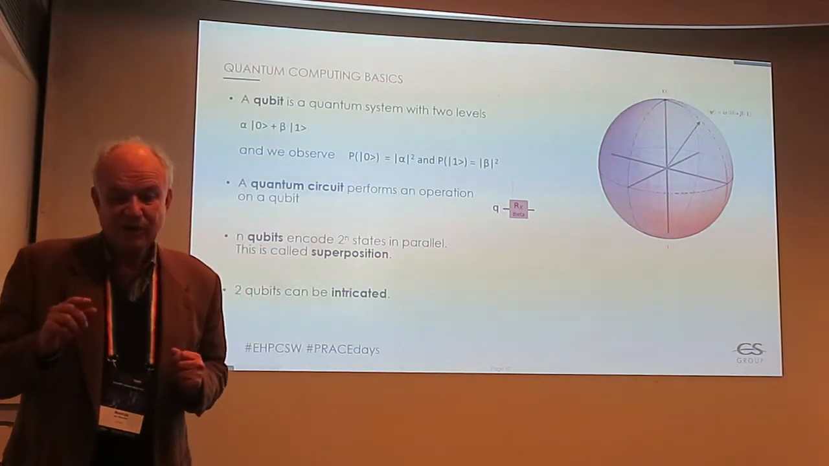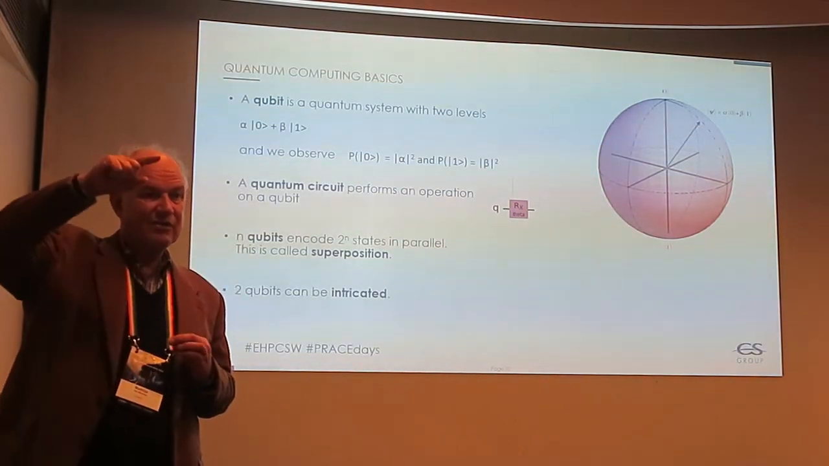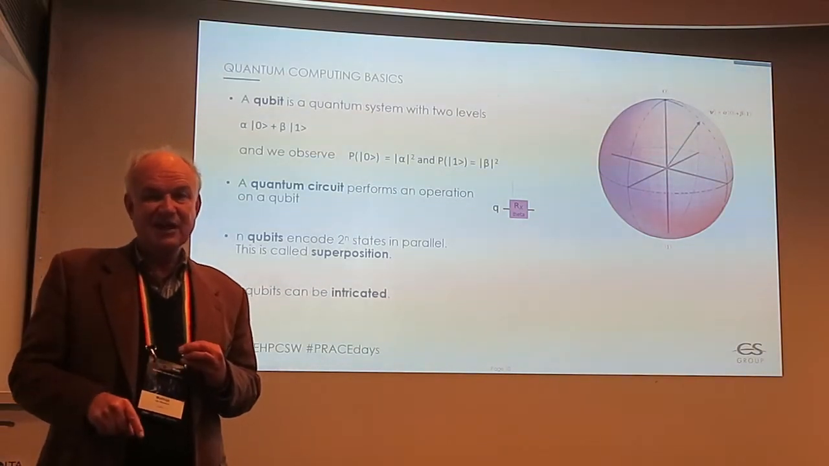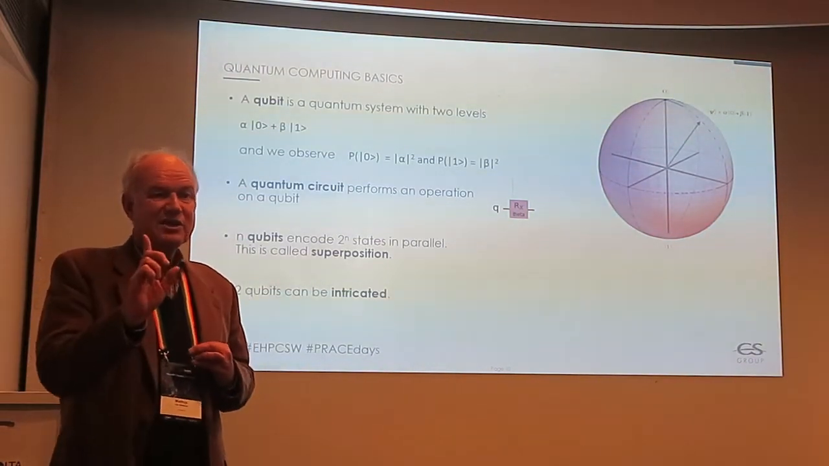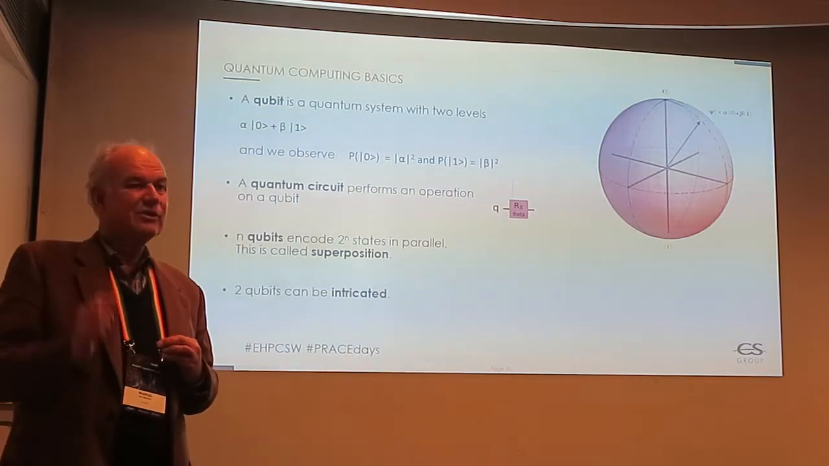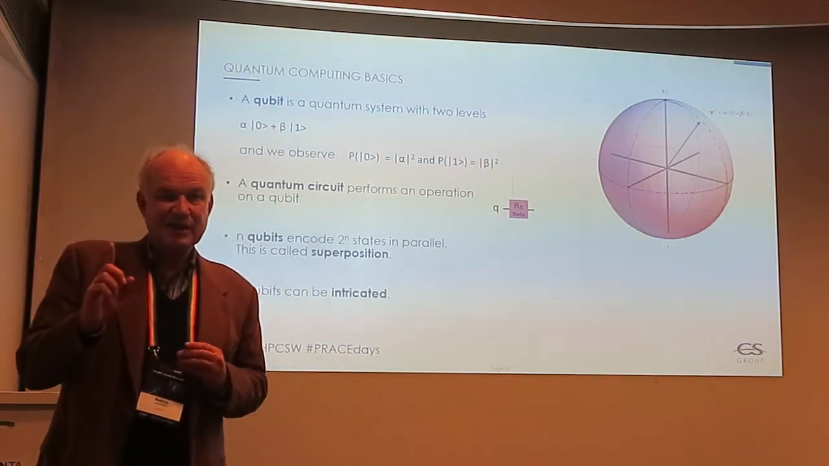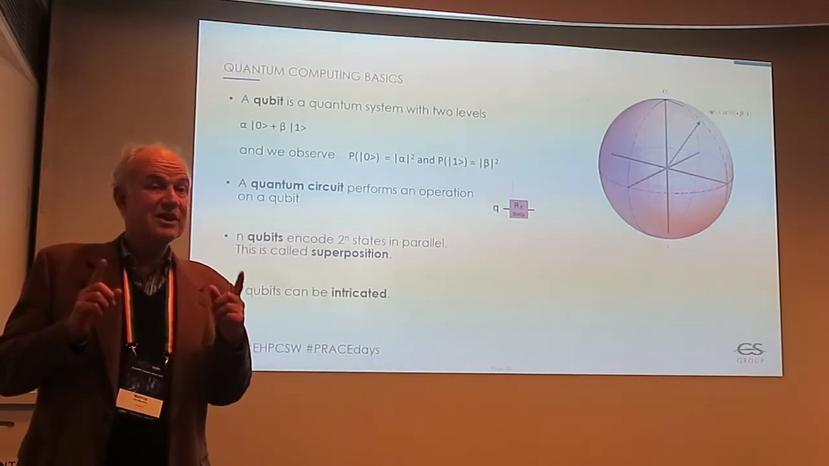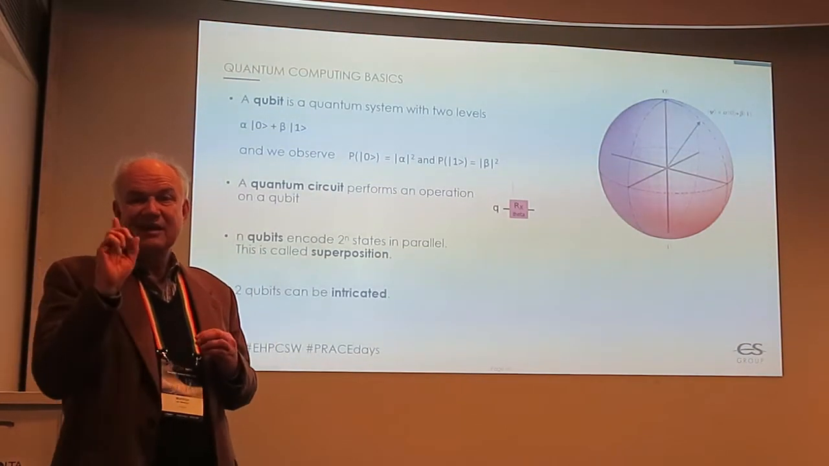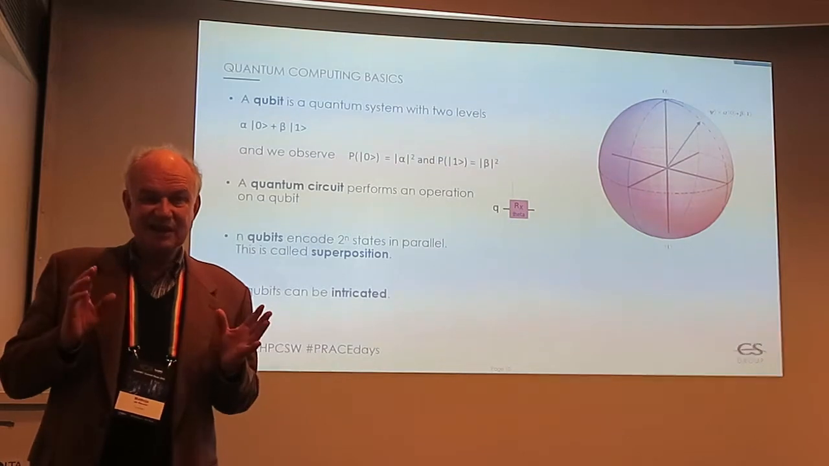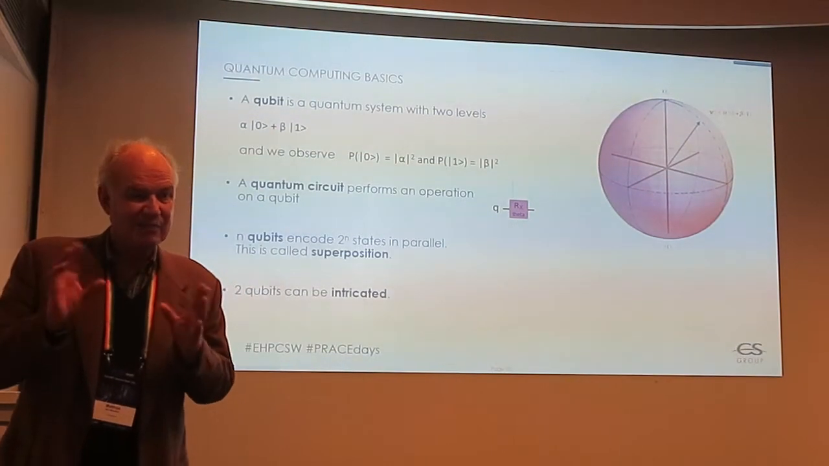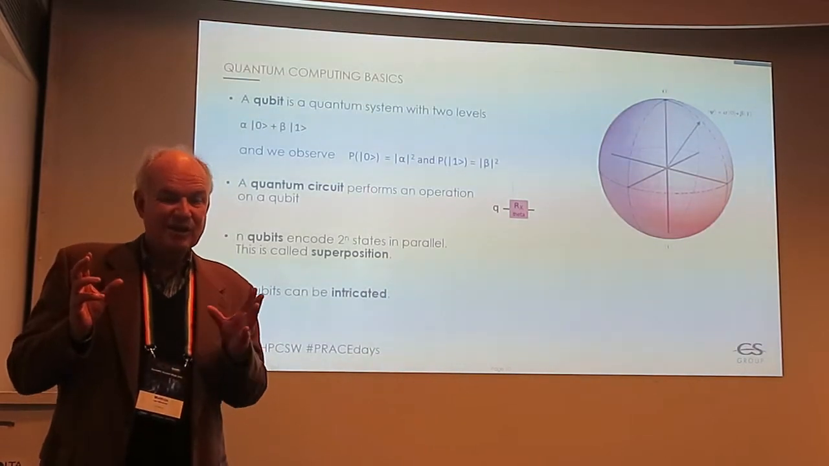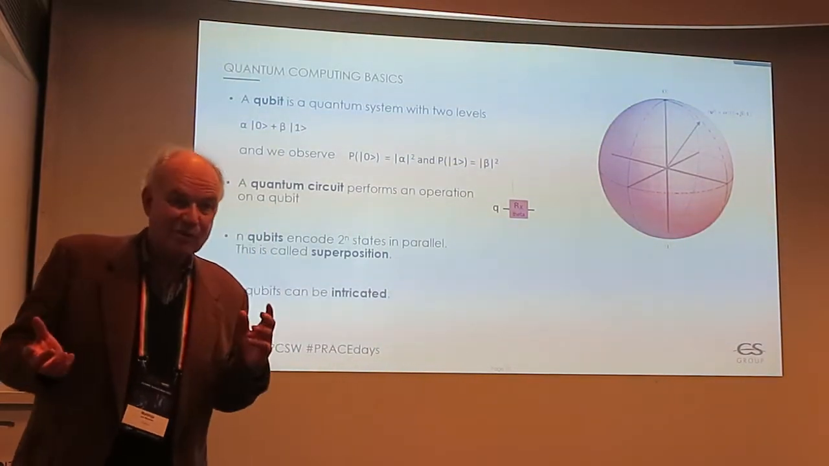So the 0 is the top level of the z-axis, and the 1 is the bottom level of the z-axis. Then the qubit is a combination of 0 and 1. It's alpha 0 plus beta 1, where alpha and beta are complex numbers. So any vector on that sphere, that is the qubit. It can be any vector. So there you see the principle of superposition, where you have a bit of a 0 and a bit of a 1.